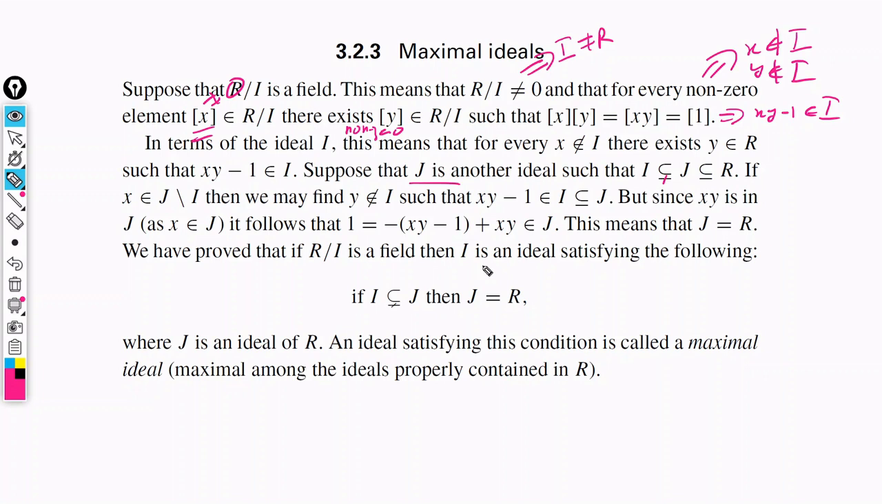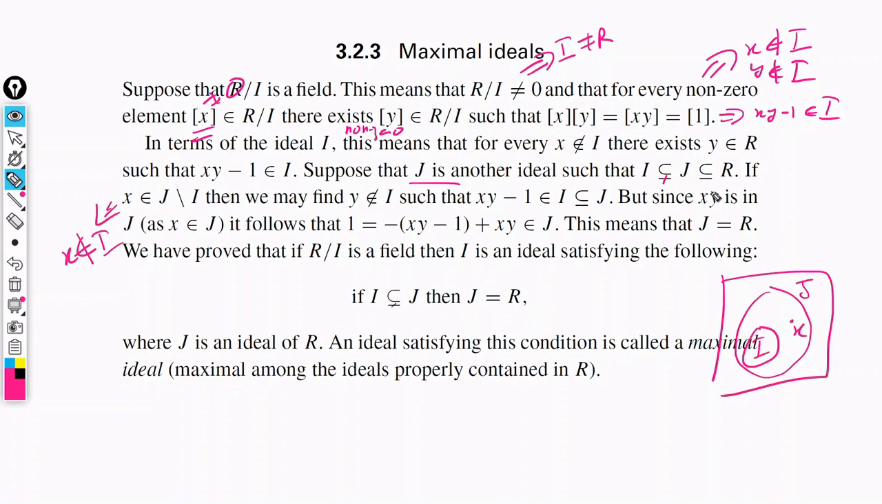Here it is a proper subset. J is a superset of I. So we choose x from J minus I. Of course, x does not belong to I, right? We know that if x does not belong to I, there exists a y not in I such that xy minus 1 belongs to I. So we can find a y not in I such that xy minus 1 belongs to I, and I is strictly a subset of J.